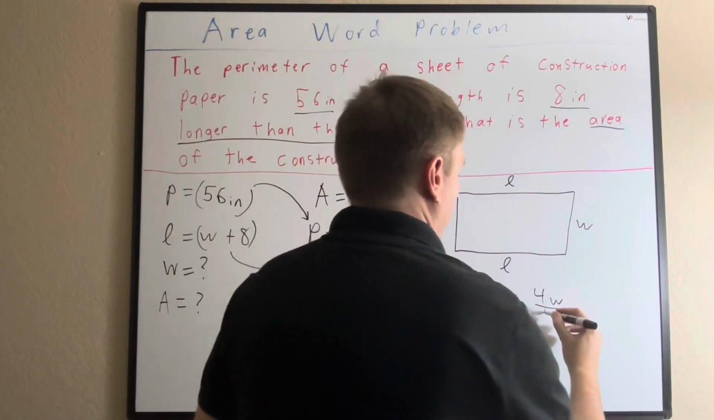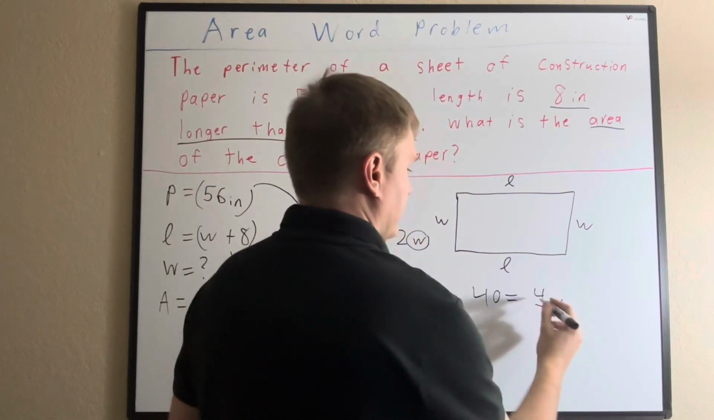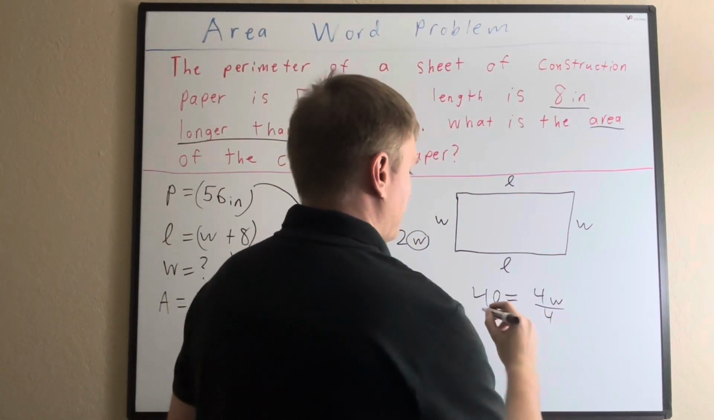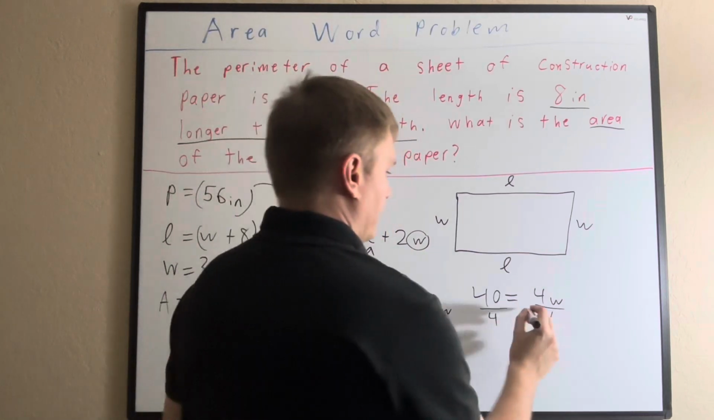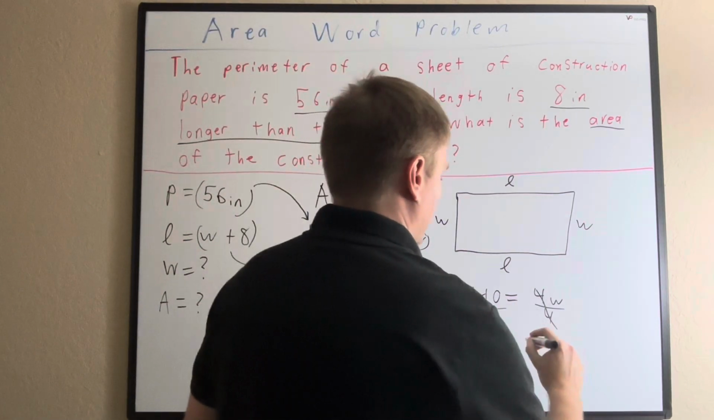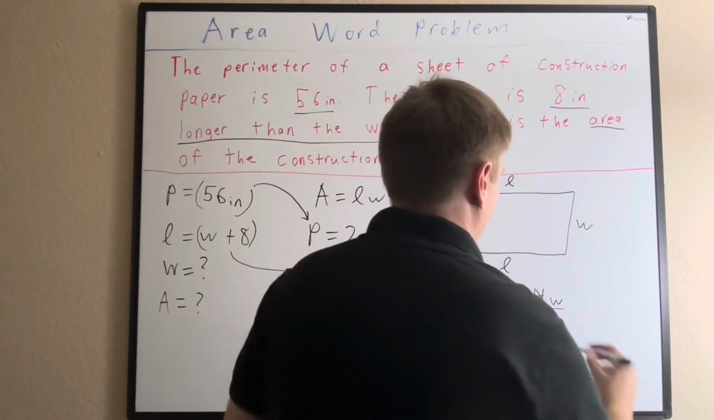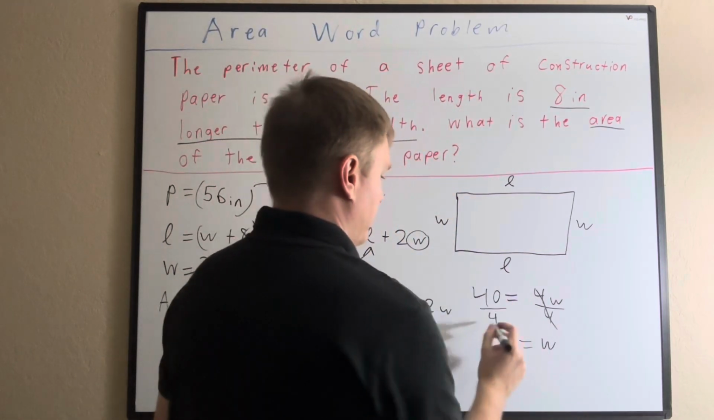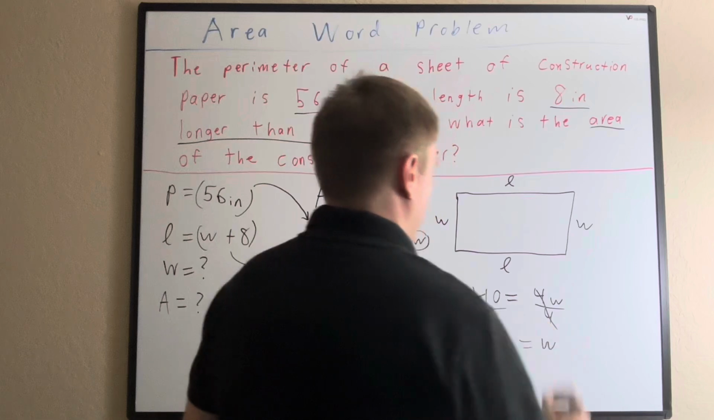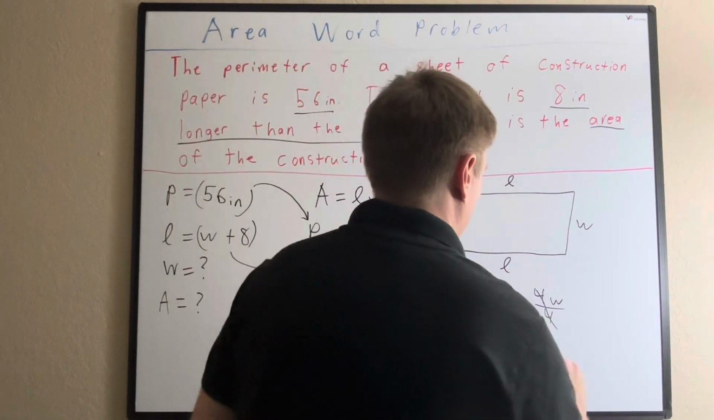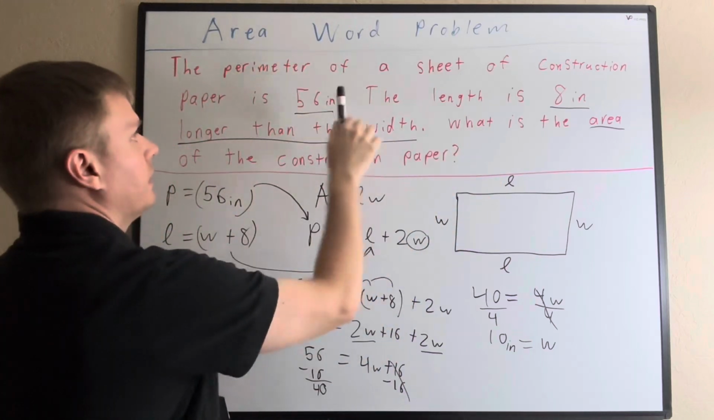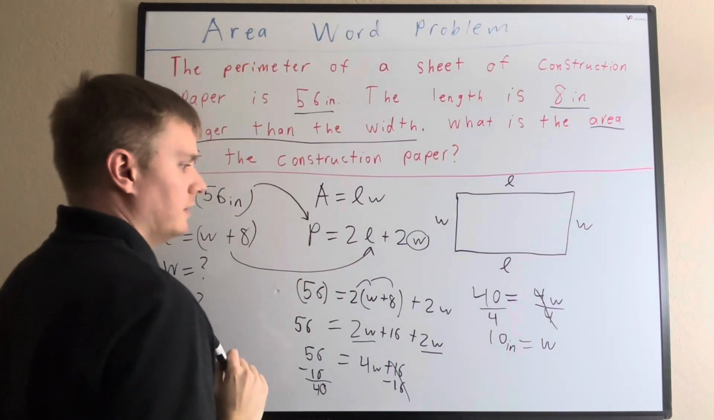So we need to get rid of that 4. So we divide by 4 because it's being multiplied. And we divide both sides by 4. We just get a 1 here because 1 times W is just W. 40 divided by 4 is 10 inches. Don't forget your units. We're in inches throughout this whole problem.